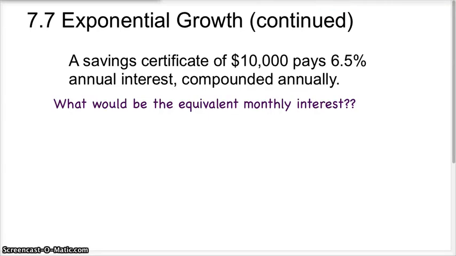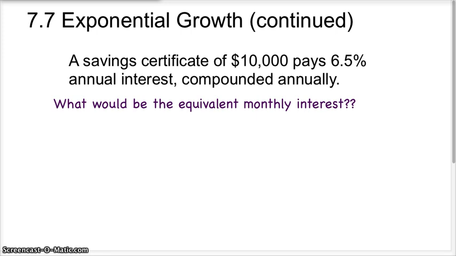Now we're going to look at exponential growth in the form of compound interest annually, semi-annually, quarterly, monthly, and daily. Let's start with an example. A savings certificate of $10,000 pays 6.5% annual interest, compounded annually. The question asks, what would be the equivalent monthly interest for this savings certificate?